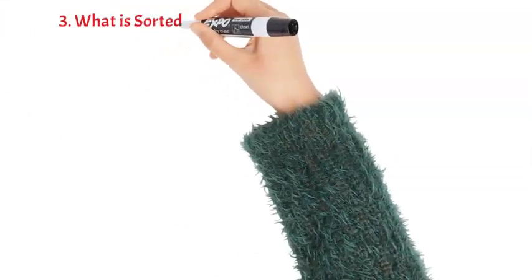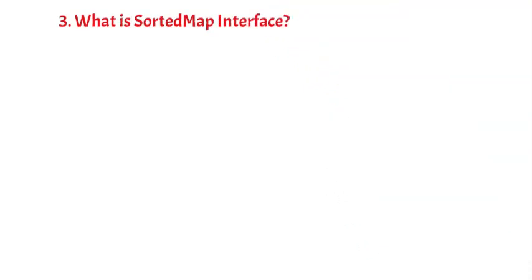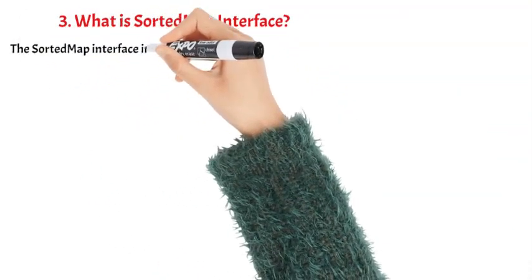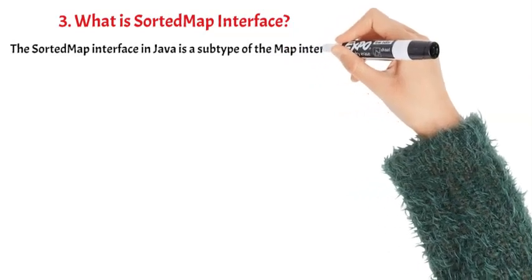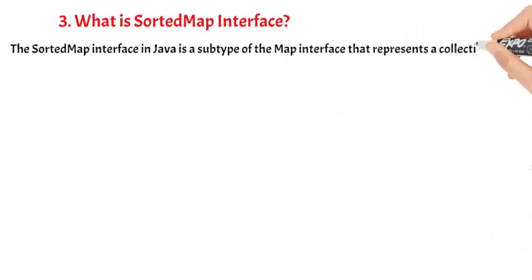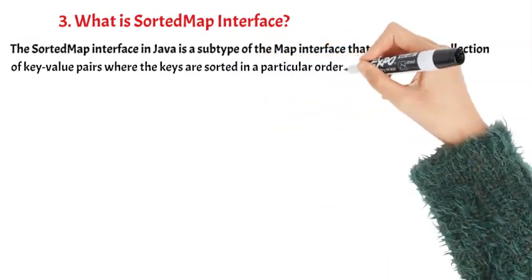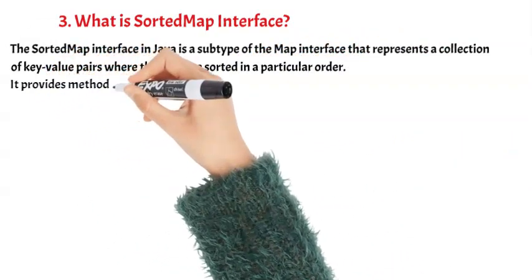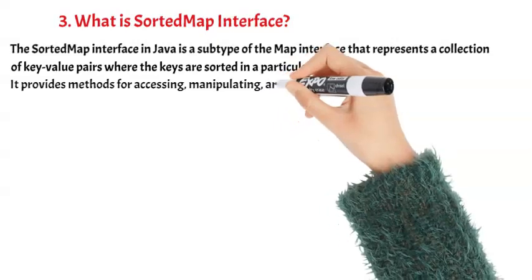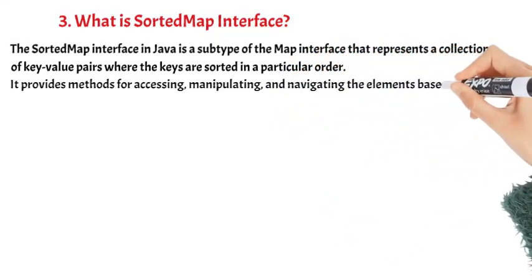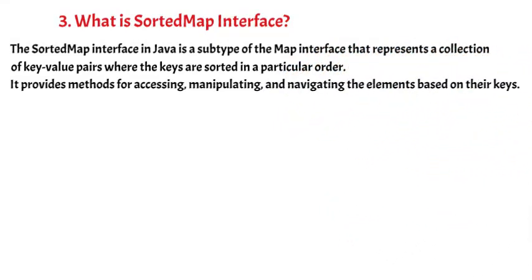3. What is SortedMap interface? The SortedMap interface in Java is a subtype of the map interface that represents a collection of key-value pairs where the keys are sorted in a particular order. It provides methods for accessing, manipulating, and navigating the elements based on their keys.